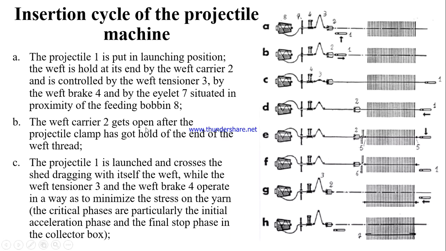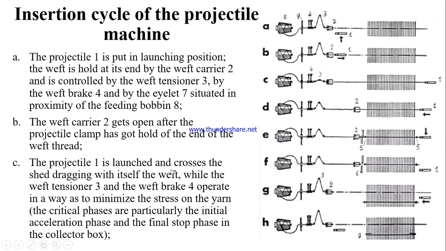The weft carrier 2 gets open after the projectile clamp has got hold on the end of the weft thread. So after the projectile is in position, the projectile gripper becomes open. As a result, the weft yarn will be inserted inside the gripper, and the gripper will clamp or grip the end of the weft for the insertion.